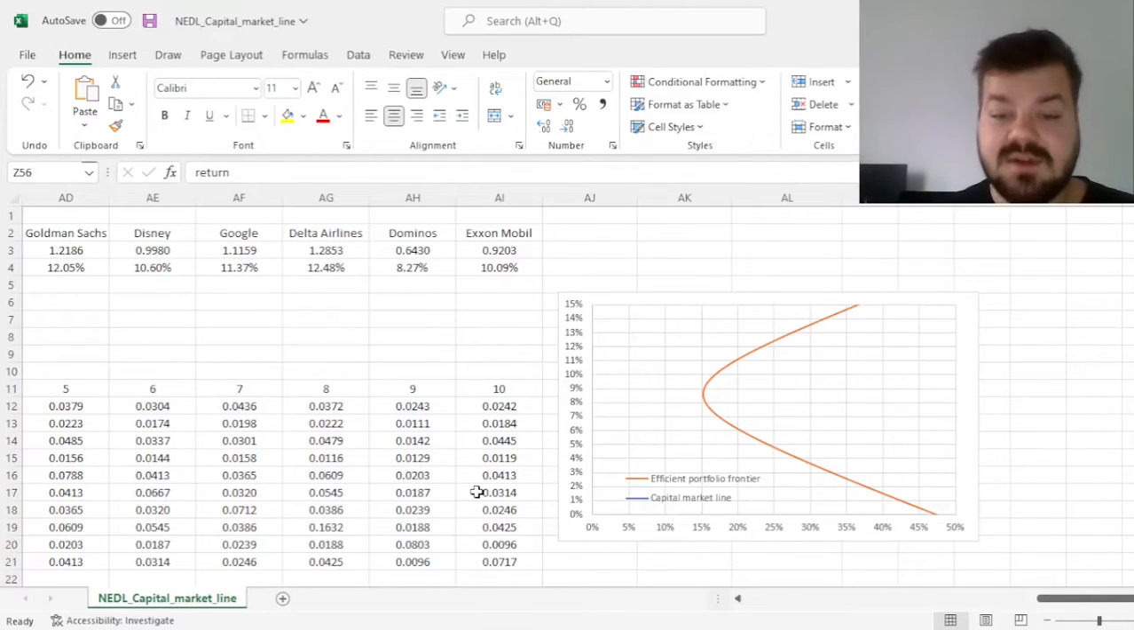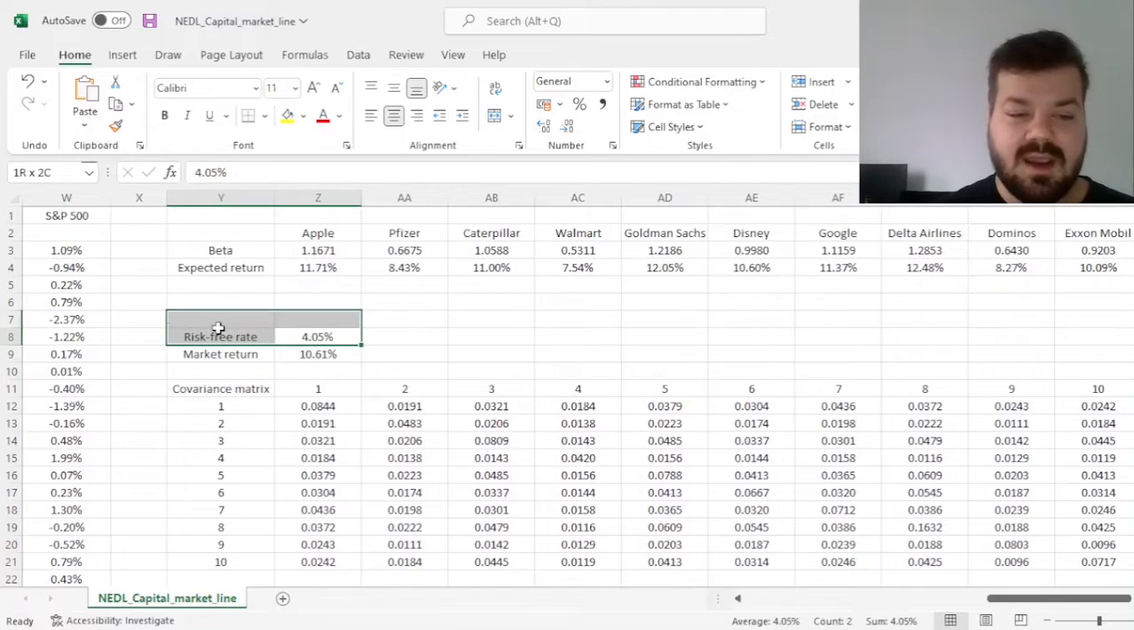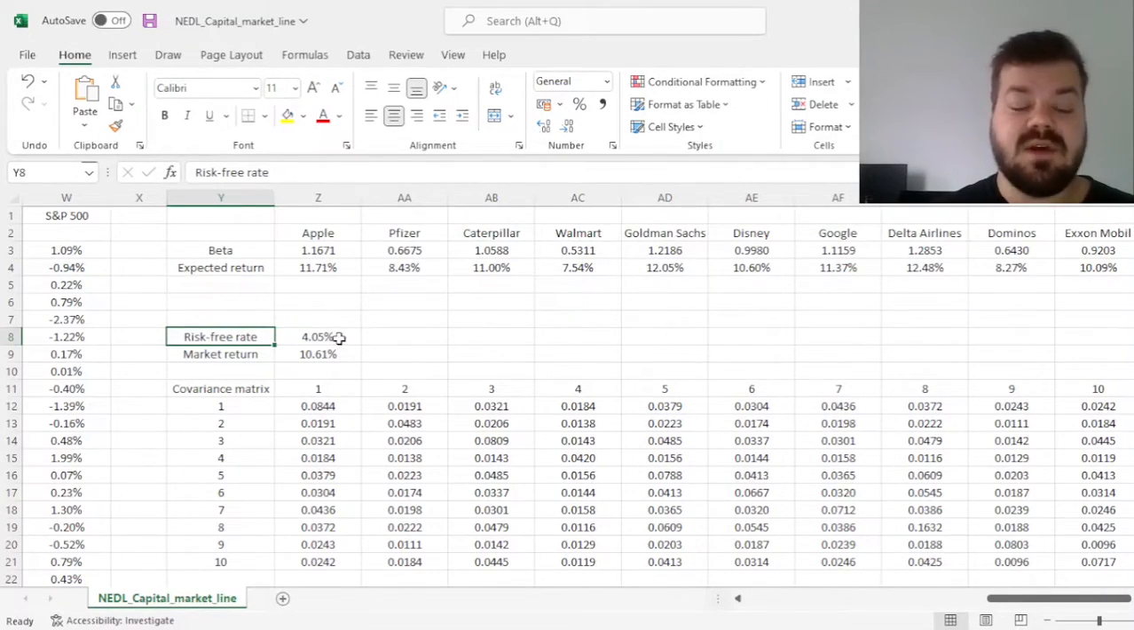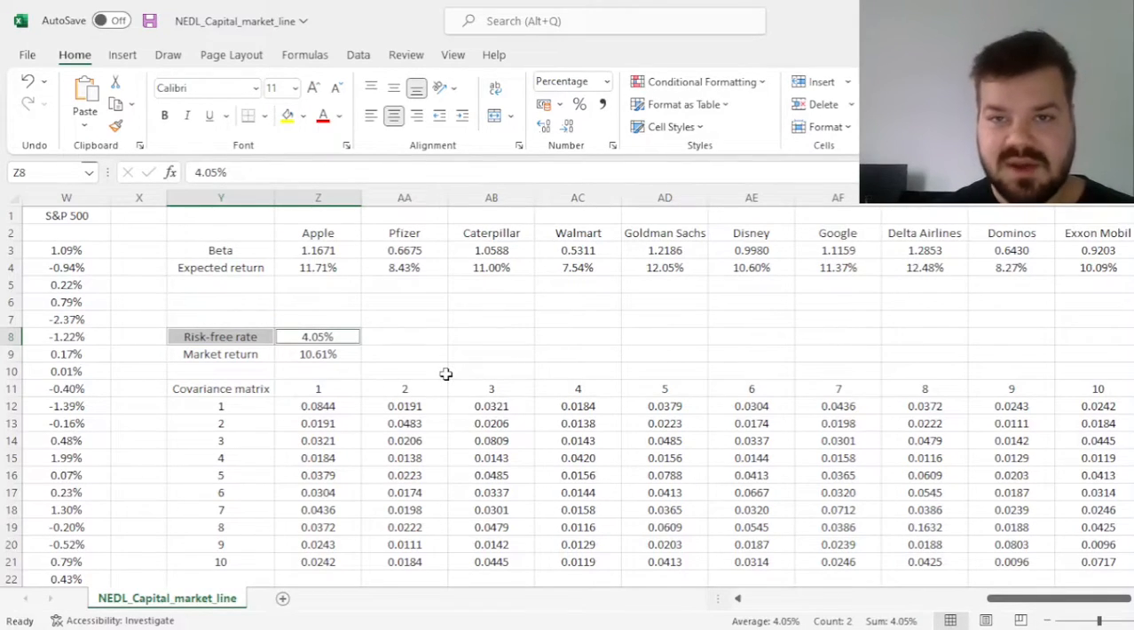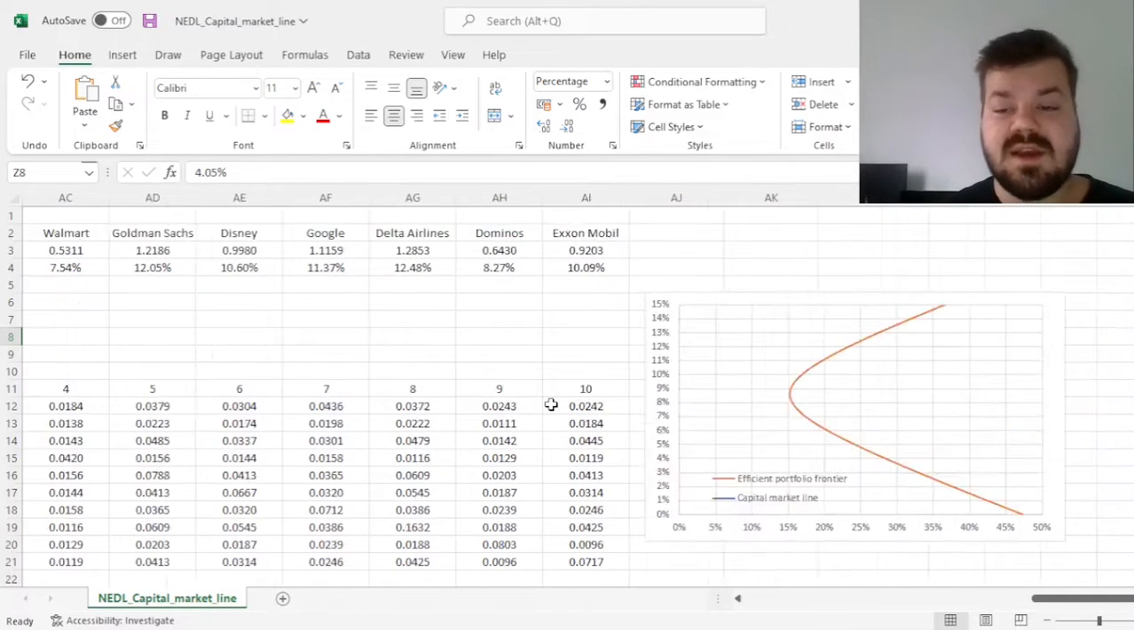Now, what we seek to accomplish is to construct a tangency portfolio as well as the capital market line or capital allocation line. The idea here is that we introduce a risk-free asset into our investable universe, and we do that by specifying that we've got a risk-free rate, a risk-free asset, which is a US government bond that yields 4.05% per annum risk-free.